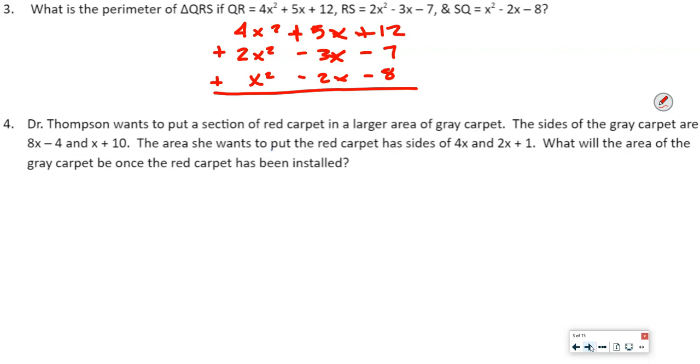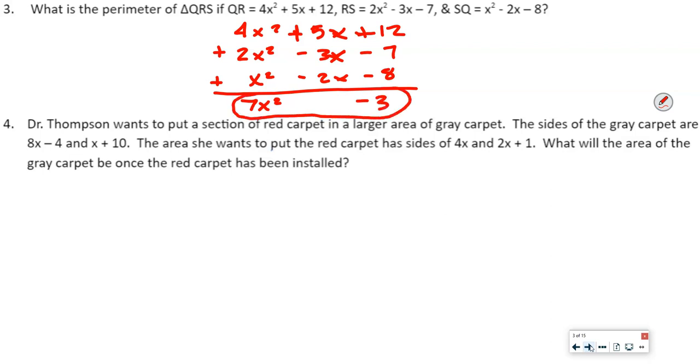So 2 plus 4 is 6 plus another 1 is 7, so this is going to be 7x squared. Then we've got 5 minus 5, so this just cancels out, doesn't it? That means I don't have an x at all. And then I'm going to do 12 minus 15, which would be minus 3. So there's my answer right there.